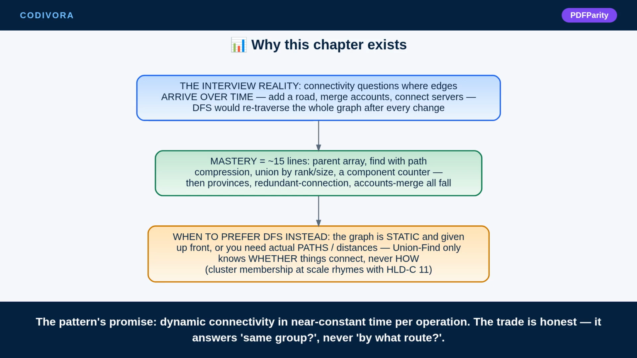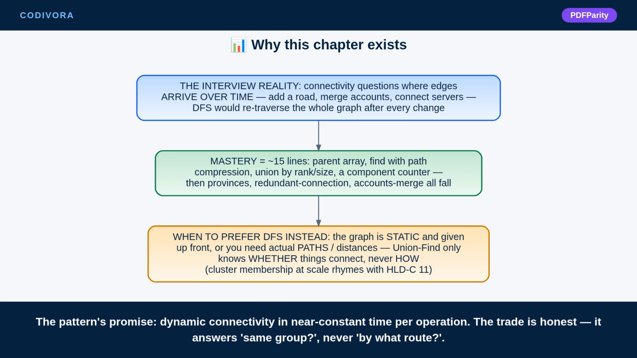Let's slow down and really build this up from scratch, one piece at a time. The pattern promises dynamic connectivity in near constant time per operation. The trade-off is honest: it answers same group, never by what route. Here's how it flows on screen. The interview reality: connectivity questions where edges arrive over time. Add a road, merge accounts, connect servers. DFS would retraverse the whole graph after every change.